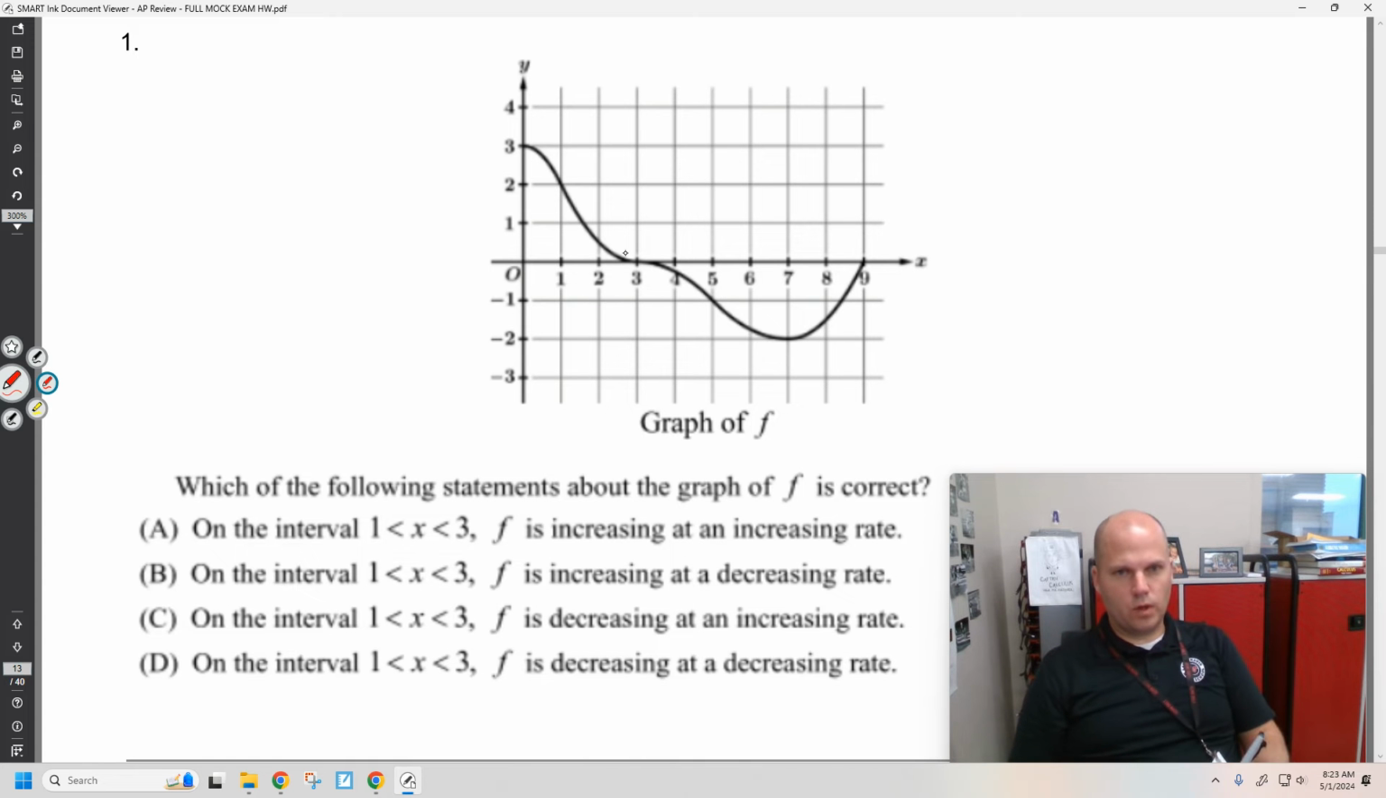Starting off from 1 to 3, we are decreasing and concave up. So we are decreasing at an increasing rate.